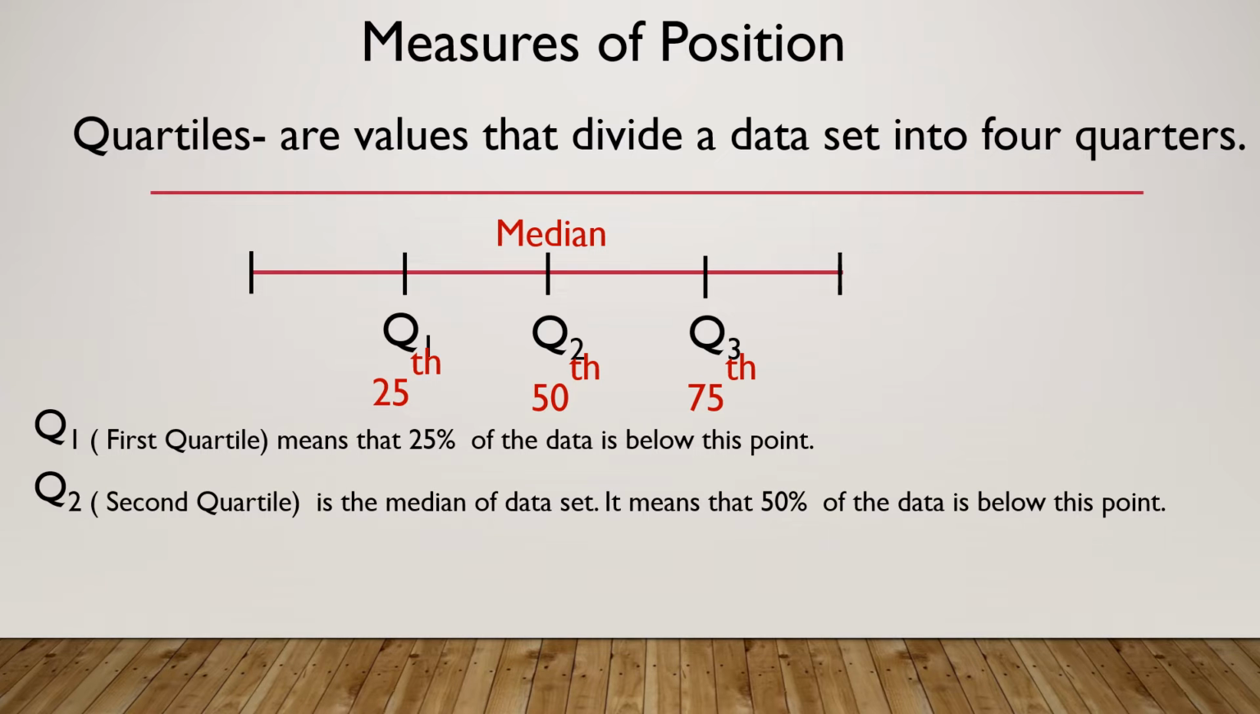Now, what about the second quartile? The second quartile is the median of the data set. It means that 50% of the data is below this point, or you can say that 50% of the data is above this point.